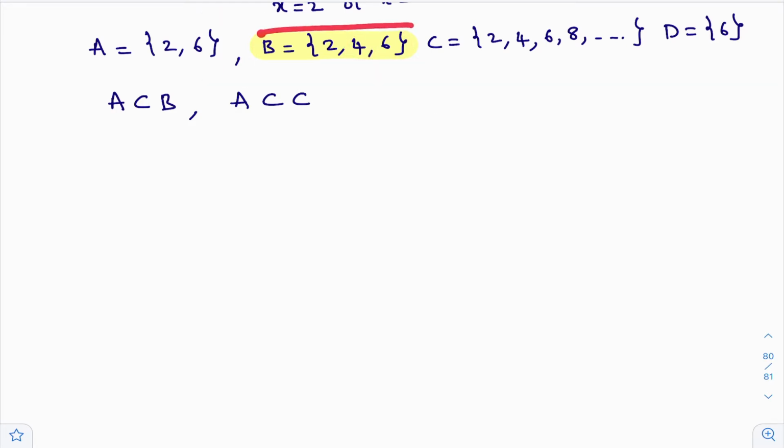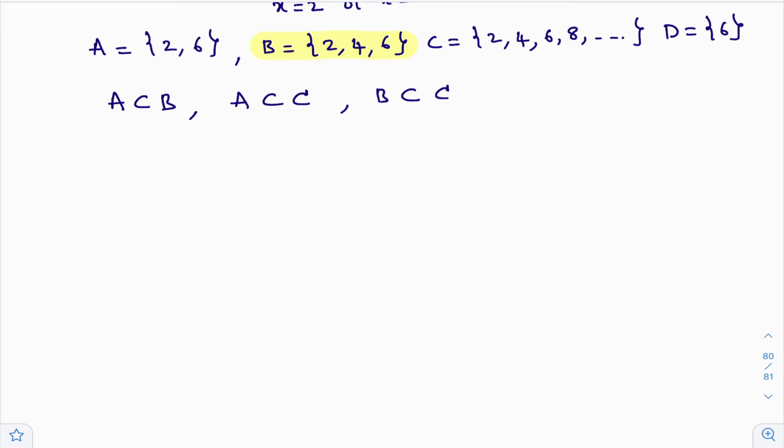Okay. Now check whether B is a subset of C. Are all the elements present in B present in C? Yes. 2, 4, 6 are there in set C. So clearly B is a subset of set C.